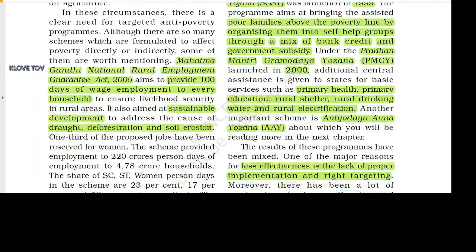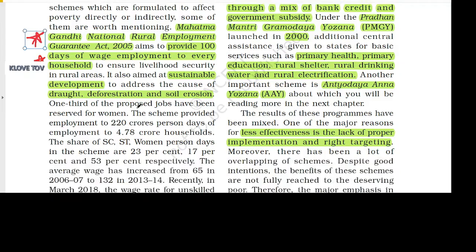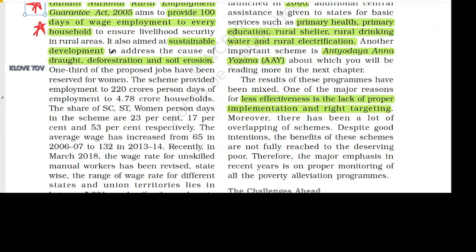Mahatma Gandhi National Rural Employment Guarantee Act 2005 aims to provide 100 days of wage employment to every household to ensure livelihood security in rural areas. It also aimed at sustainable development to address the cause of drought, deforestation, and soil erosion. One third of the proposed jobs have been reserved for women.